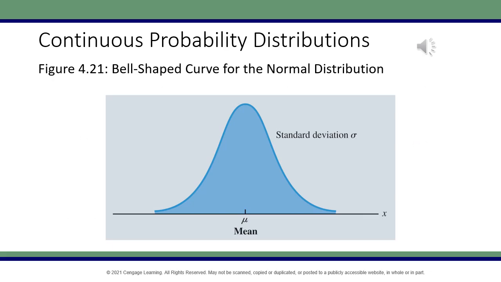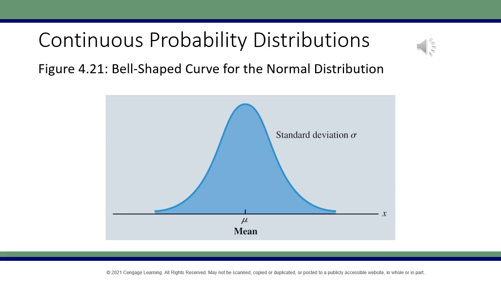Let's look at Figure 4.21, which illustrates the classic bell-shaped curve of the normal distribution. This symmetrical, bell-shaped curve is instantly recognizable. The highest point of the curve is at the center, representing the mean of the distribution. The curve tapers off symmetrically on both sides as we move away from the mean. This shape visually represents key properties of the normal distribution.